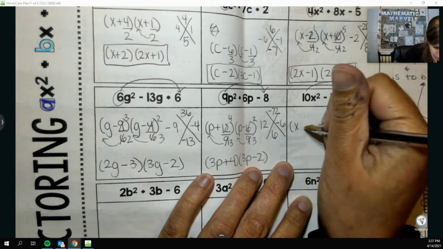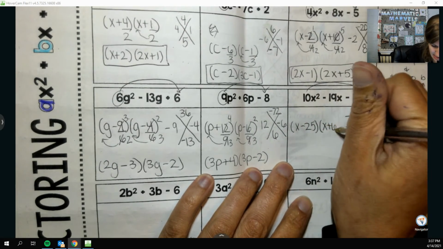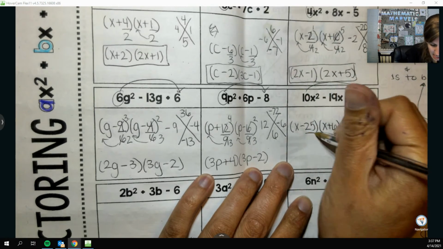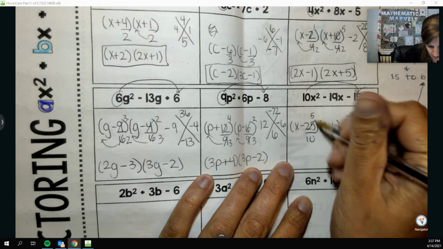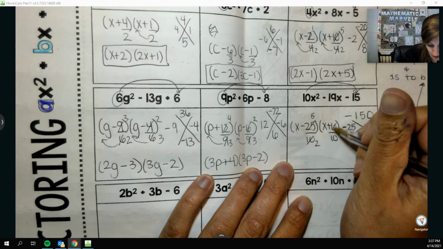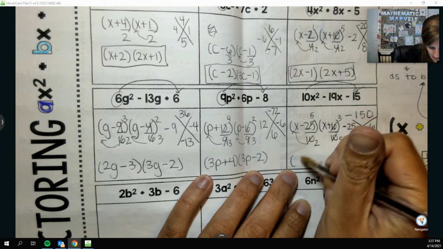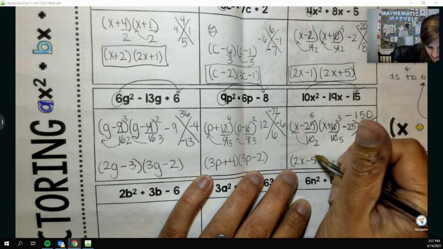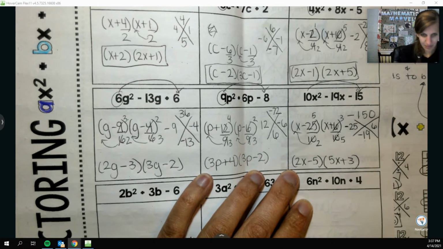So x minus 25, x plus 6. But because I slid over a 10, I got to divide by 10. And I'm going to have to reduce. 5 goes into both here. 2 goes into both there. And then bottoms up. So 2x minus 5 and 5x plus 3.